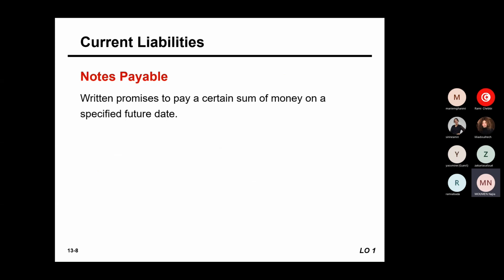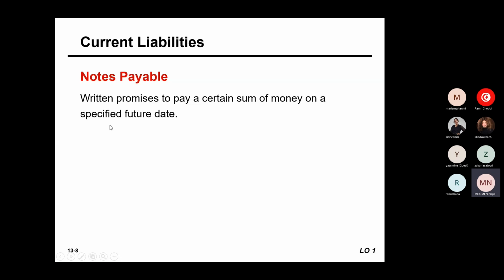What about notes payable? What is different from accounts payable regarding notes is that here we talk about written promises. So we have an official document to prove this liability, this money owed to that person or entity. These are written promises to pay a certain sum of money on a specified future date. In particular, these written promises will show the amount of the liability, the maturity date, the terms of the credit, and so on.